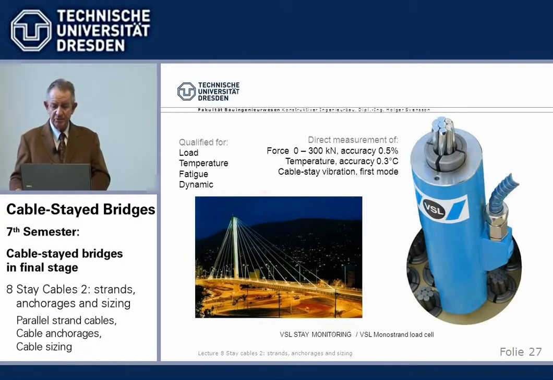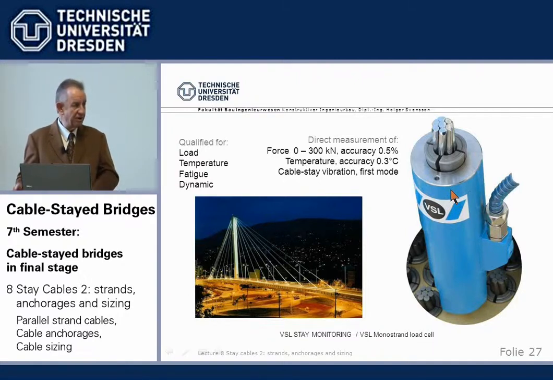Then we can permanently, directly measure the force in the cable by installing a load cell, we call it, which is basically a hydraulic jack, into the cable anchorage. We use one strand anchored here together with the others, and then the gauge reading of this load cell, because you don't stress, but you just measure basically the hydraulic pressure. And then we can permanently record the force.